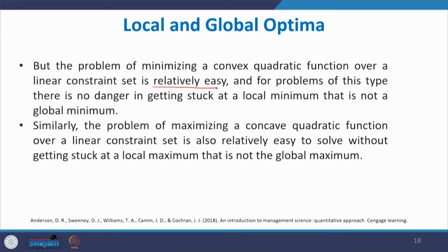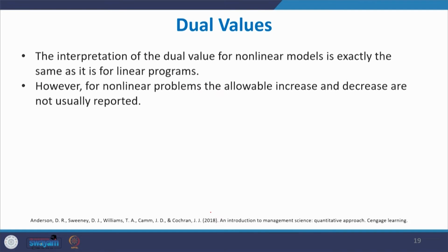because we know if a function is a concave function, the local maximum is equal to the global maximum. If the function is convex in nature, the local minimum is equal to the global minimum.